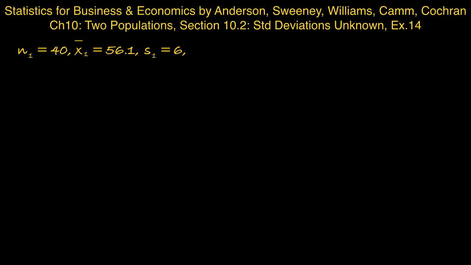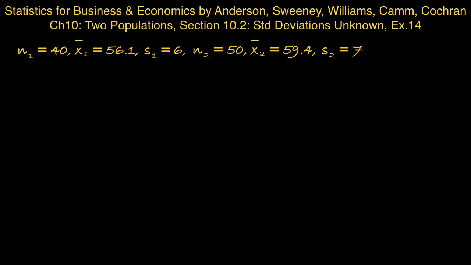I've rescaled the numbers here to represent thousands of dollars rather than dollars to make the calculations simpler, and this won't change the results of the analysis. And then in Dallas, the sample size N2 is 50, the sample mean X2 bar is 59.4, representing $59,400, and the sample standard deviation S2 is 7, representing $7,000.